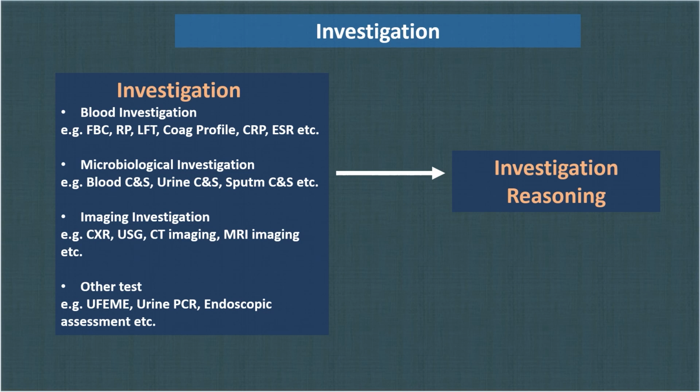My next take-home message for the junior doctors when it comes to clinical investigations is to try to organize the investigations. For instance, we'll talk about blood investigations first, for example your full blood count, renal profile, liver function test, and so on. After that, we'll talk about microbiological investigations if deemed necessary. After that, imaging investigations if needed. Of course, there will be other investigations that do not fit into the above categories. I will label them as others, like your UFEME or urine PCR, or your endoscopic assessment like OGDS or colonoscopy.